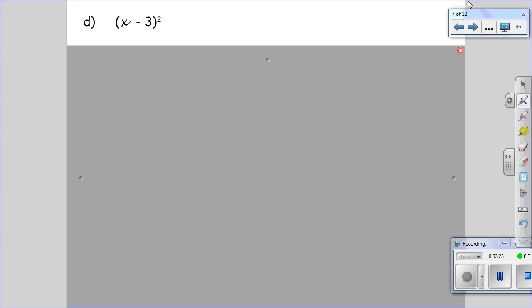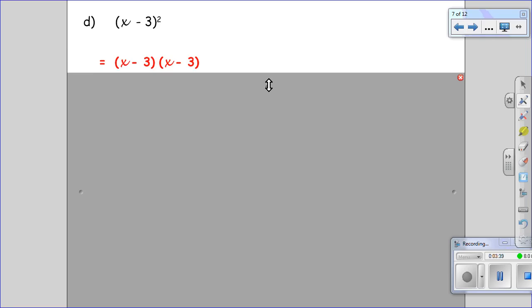X minus 3 squared. Wow, that's a little bit different than what we've seen. We have to ask ourselves, what does x minus 3 squared mean? Well, it means x minus 3 times x minus 3. Now I'm back to the same distributive property question I had on the screen before, where I do x times x and x times negative 3.